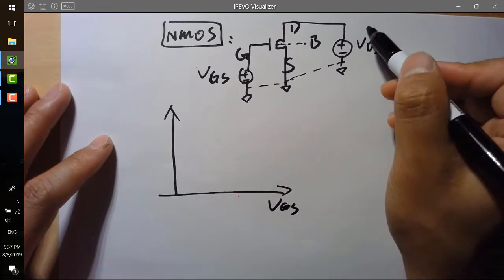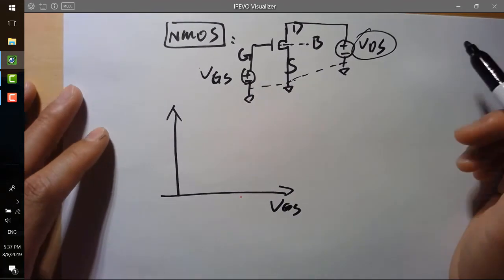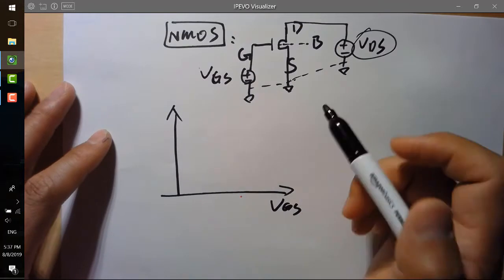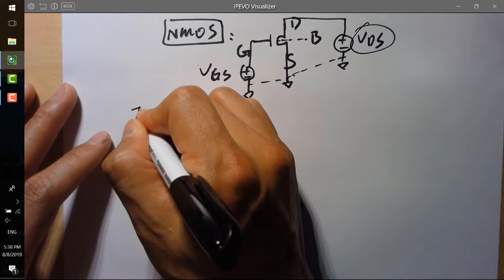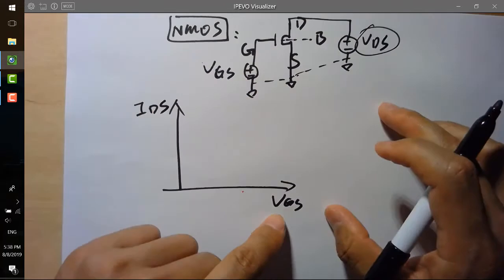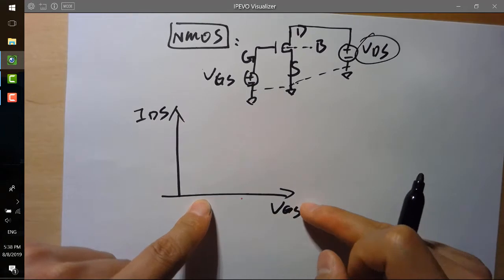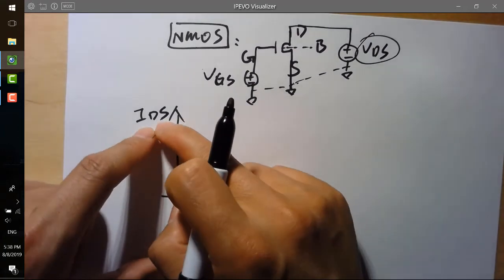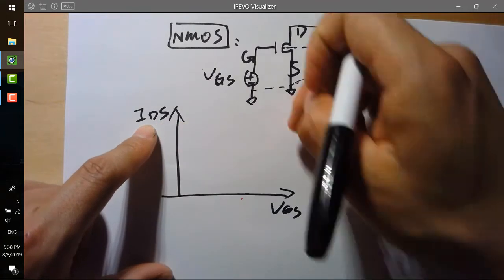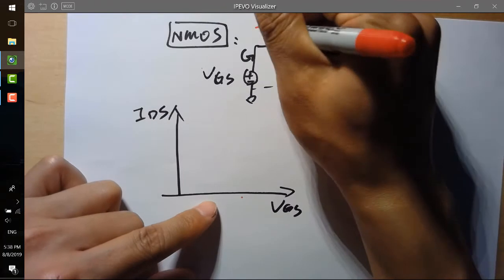So if we keep VDS at a certain level, for example 2 volts or something, as long as the pressure is enough to push the current through that channel, and we change VGS along this axis, we can see what IDS, the current flowing through the channel, will look like. That's IDS.